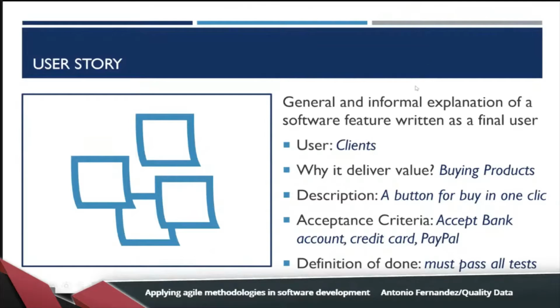The structure of this user story can be like the following. First, I need to understand which users are affected by this new feature. In this case, our clients who buy on our website. After, I need to respond to the question, why deliver value? This new feature delivers value because it enables the client to buy products on our website.